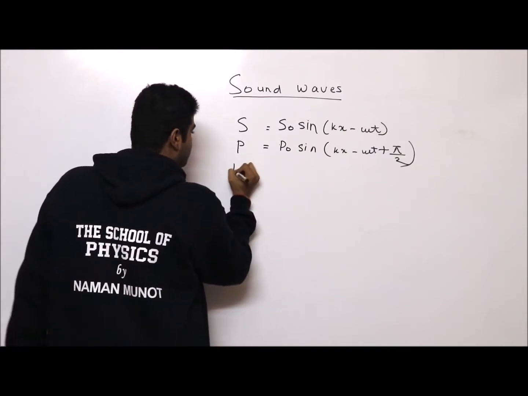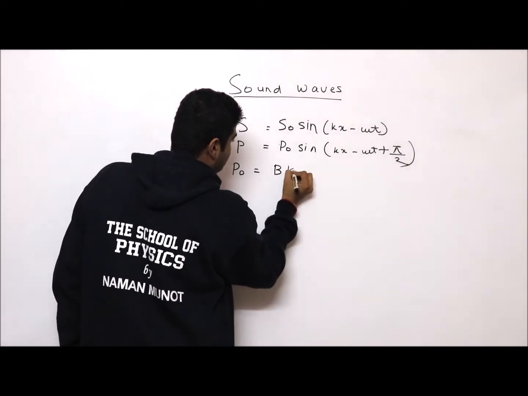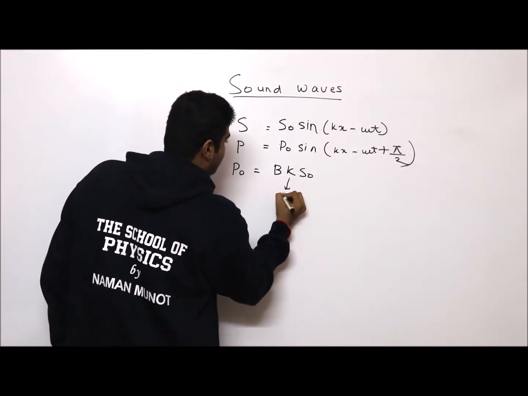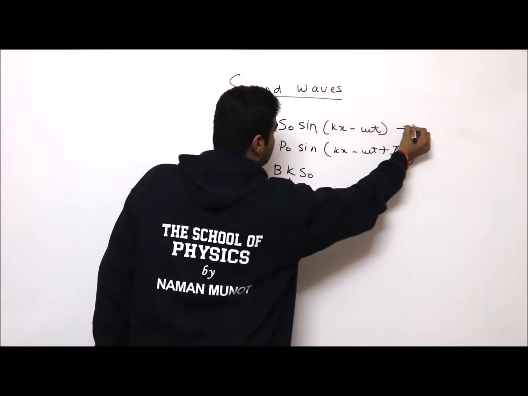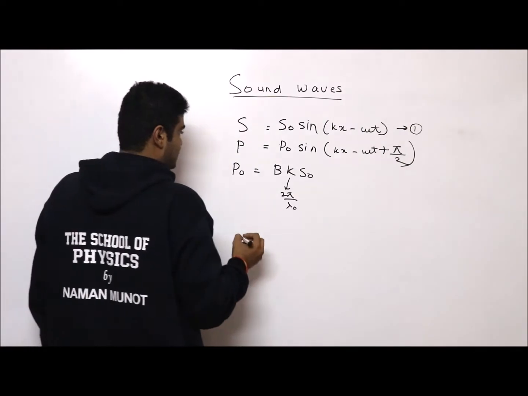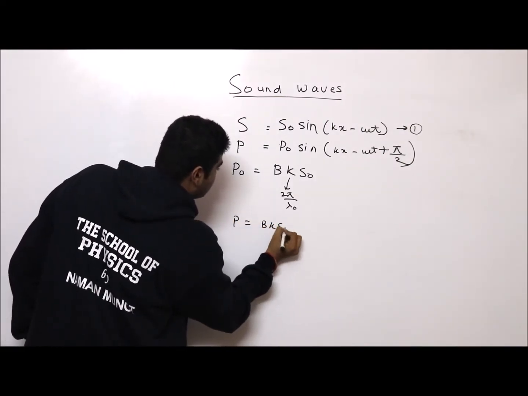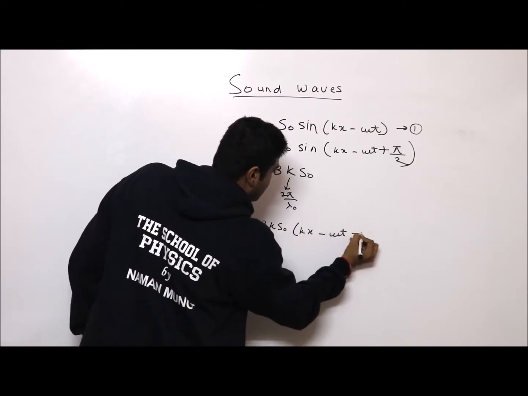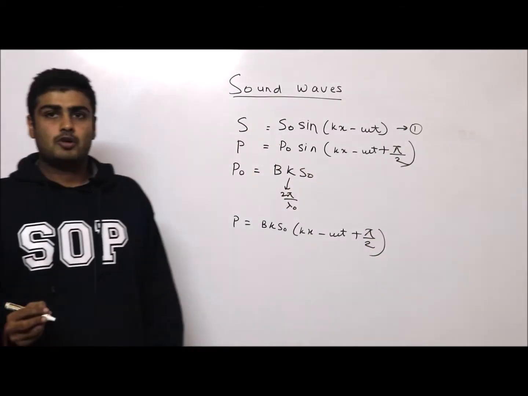Now what is this P naught? This P naught can be written in terms of S naught as B k S naught, where B is the bulk modulus, k is 2 pi by lambda, and S naught is the S naught of equation number 1. So this can be written as P equals B k S naught sine of kx minus omega t plus pi by 2. So this is the basic sound equation.